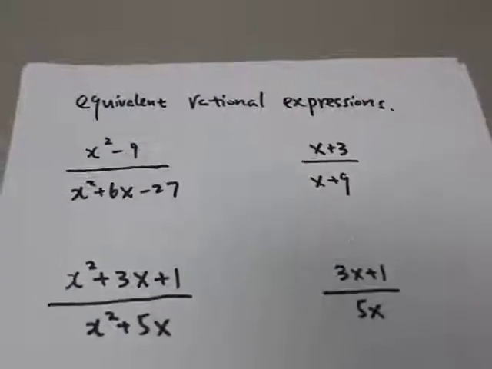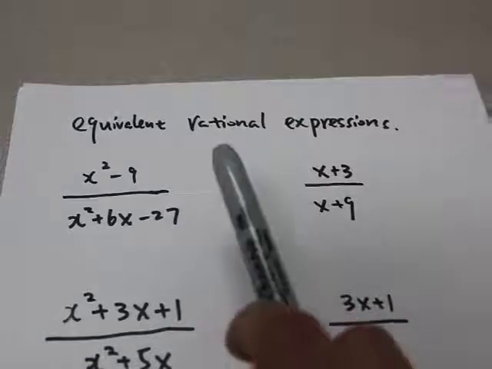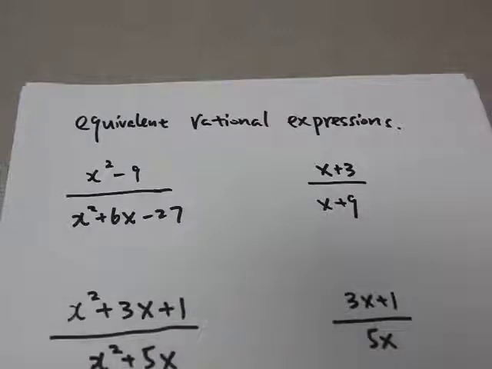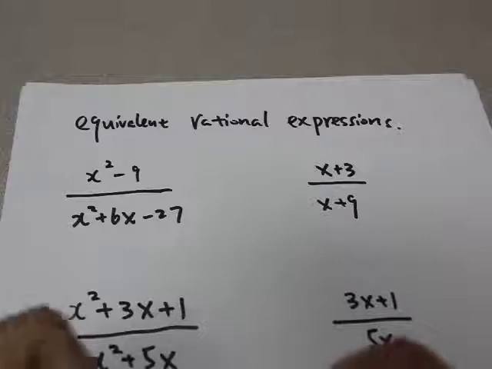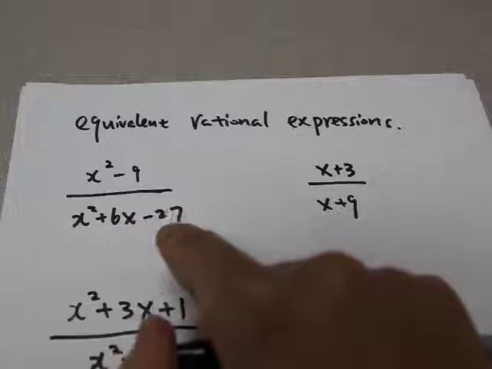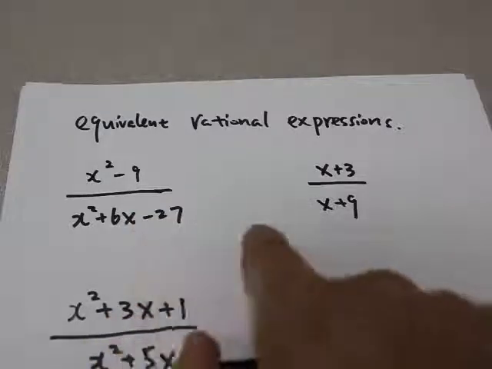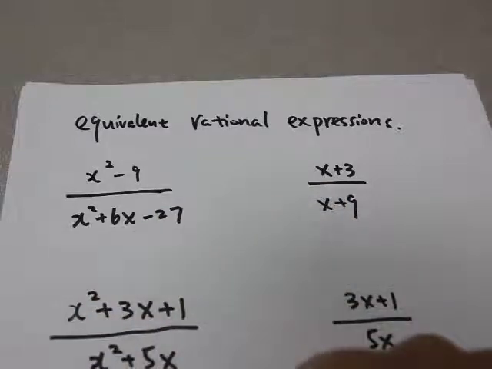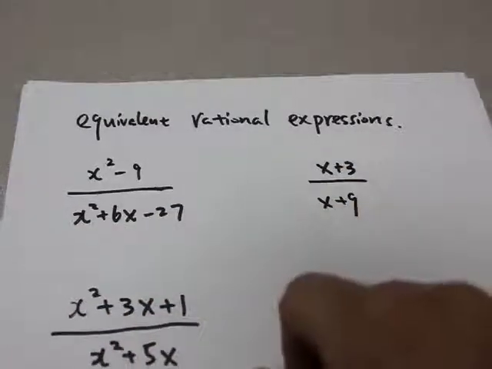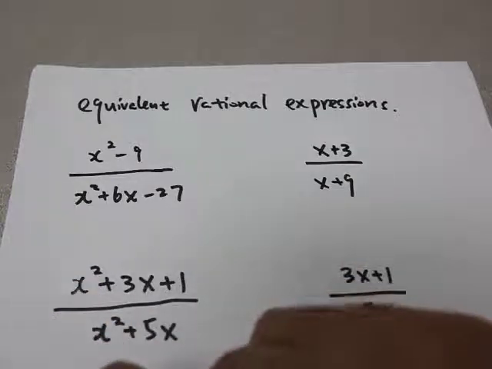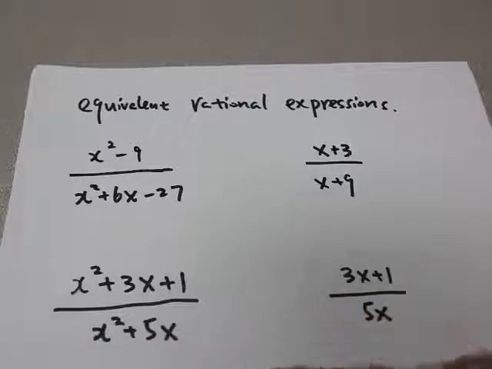Another important definition is equivalent rational expressions. We say two rational expressions are equivalent if you pick a random number and substitute that number for x into both rational expressions and you get the same result. That means the two rational expressions are equivalent. Otherwise, they are not equivalent.